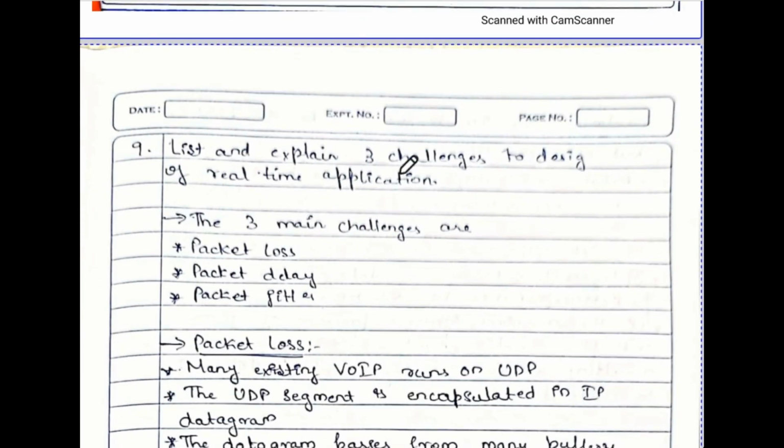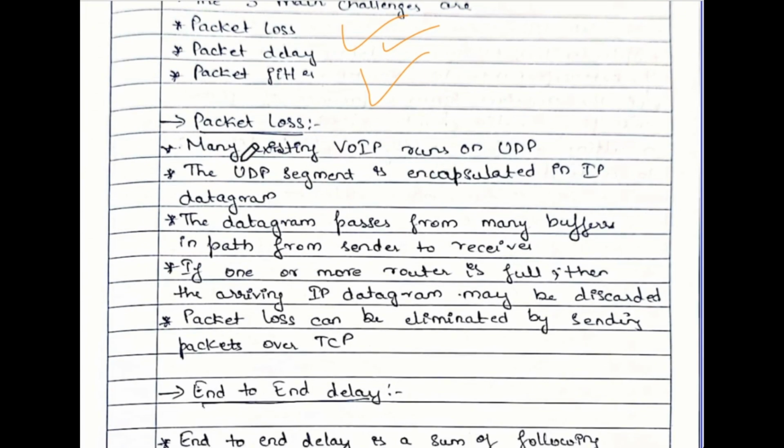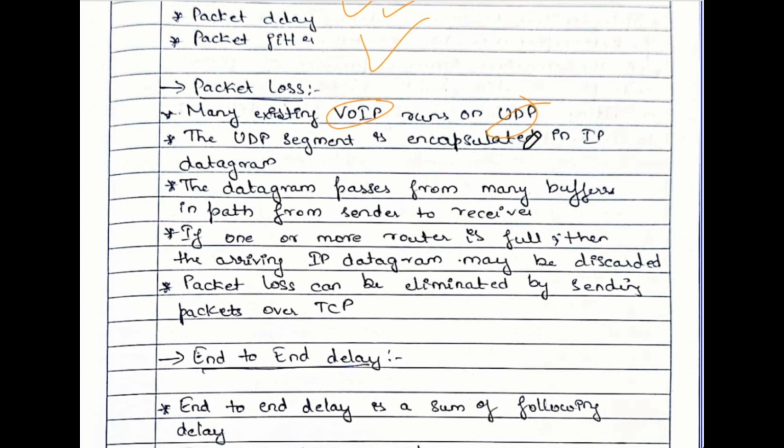List and explain three challenges of designing real-time applications, or they can ask the limitations of IP services. The answer will be the same. Three main challenges are packet loss, packet delay, and packet jitter. Packet loss: many voice over internet protocol applications use UDP, as seen in SIP, session initiation protocol. The UDP segment is encapsulated in an IP datagram.